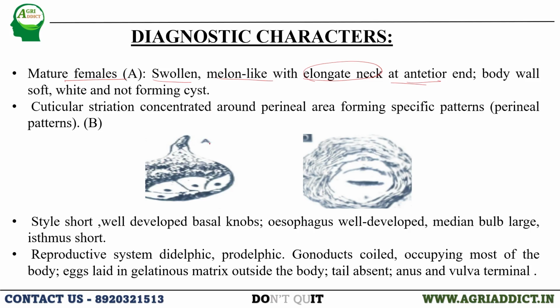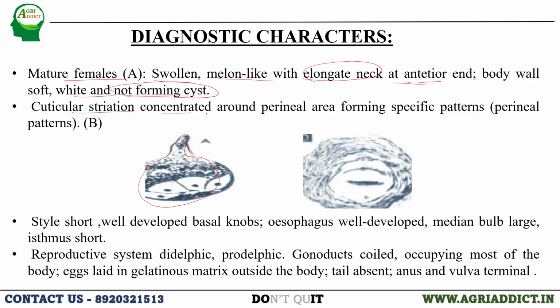You can see in figure A, these are the mature females. Anteriorly they have an elongate neck, and the posterior part is bulged, assuming a swollen or melon-like shape. Whenever it starts feeding, the nutrients it takes from the plant accumulate at the posterior end, so the posterior end assumes the melon-like shape. The body wall is soft, white and does not form any kind of cyst. So it was separated from Heterodera and formed into a new genus, Meloidogyne.